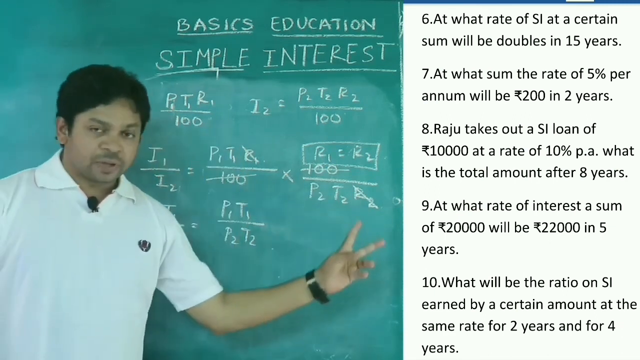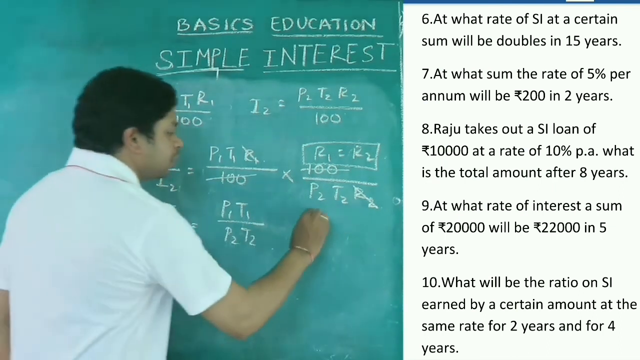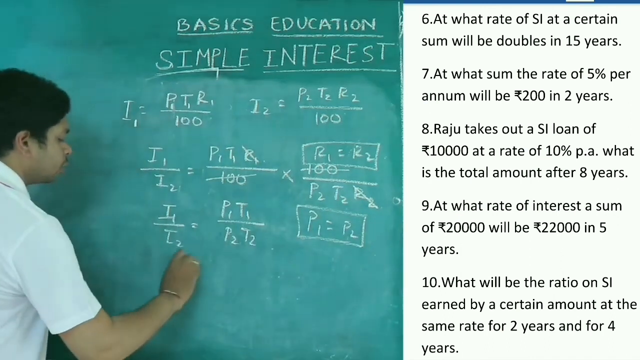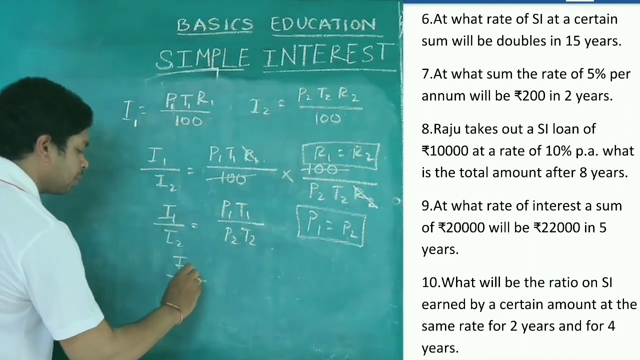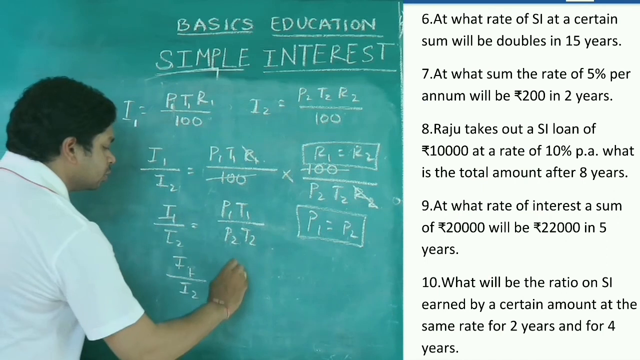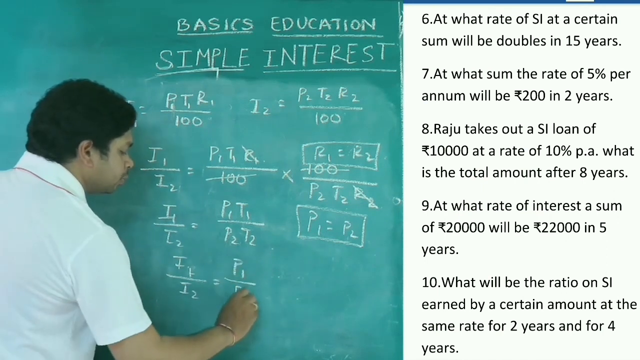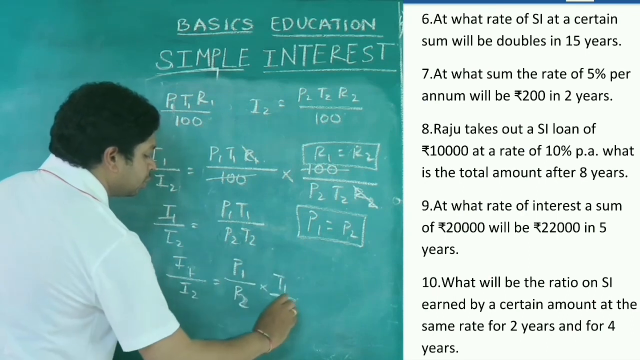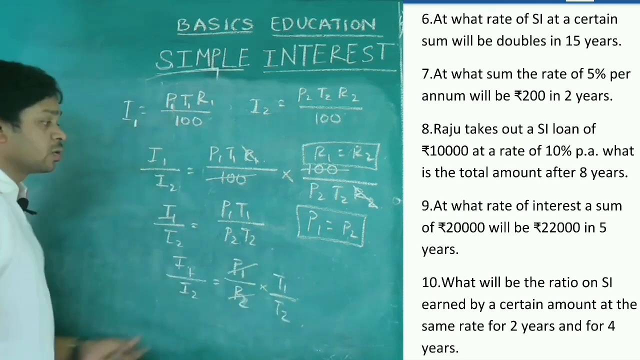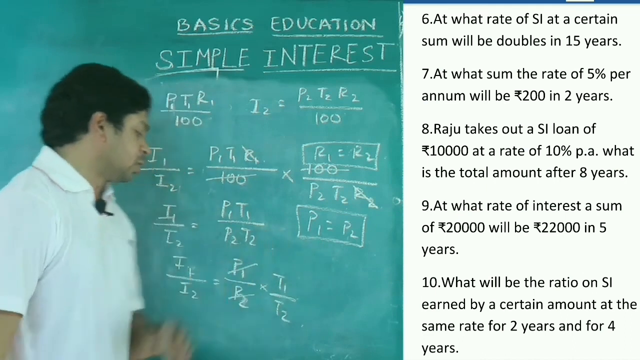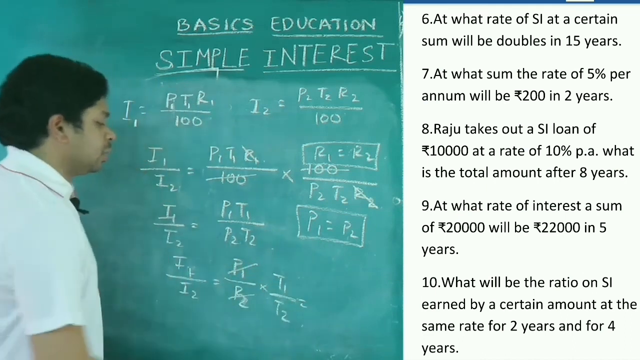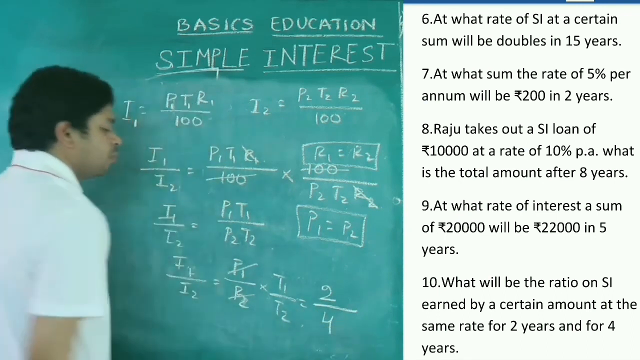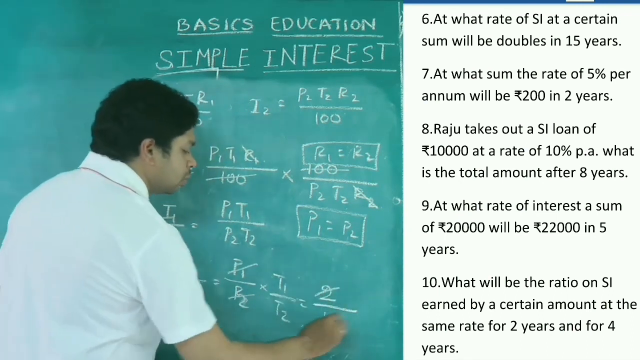So that's why I1 by I2 is equal to P1 by P2 into T1 by T2, and the principals will be cancelled because of the particular sum. So then the time period T1, that is 2 years he has given from the data, and T2 is 4 years, then it equals 1 by 2. The ratio should be 1:2.